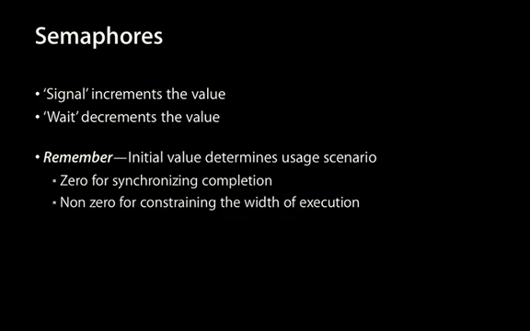So just to recap, signal increments, wait decrements, and the initial value will dramatically affect how the semaphore is used in practice. So you either probably want to pass 0 or you want to pass some well-thought-out value that's going to constrain the width of execution. And yesterday we talked a little bit about dispatch groups, which are related to semaphores in the sense that they allow you to synchronize events across multiple parts of the application.